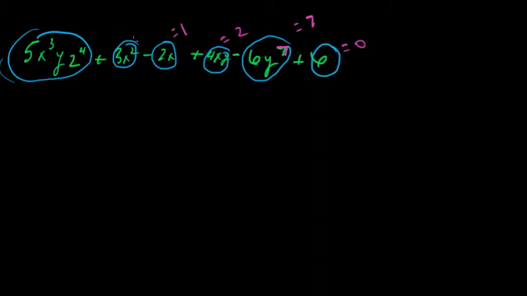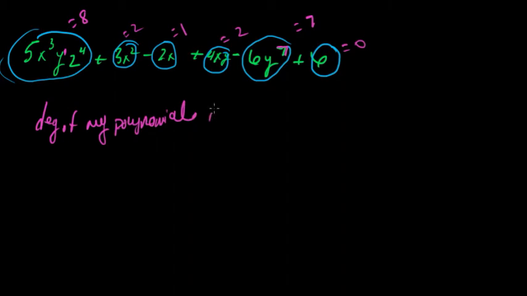The degree of this monomial here is 2. And the degree of this monomial is what? Well, 3 plus 4 is 7, but y has an exponent, which is 1. So 7 plus 1 is 8, so this has a degree 8. So what is the degree of this polynomial, which has the highest degree? Well, the highest degree is 8. So that means the degree of my polynomial is 8, because this monomial here has the highest degree.